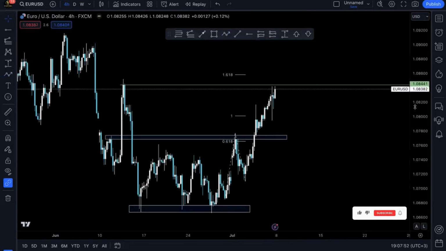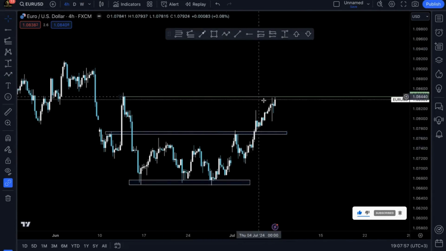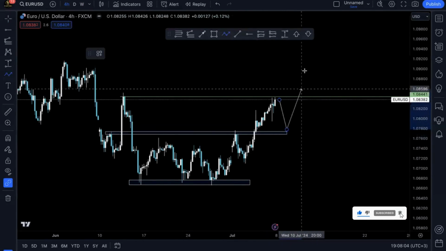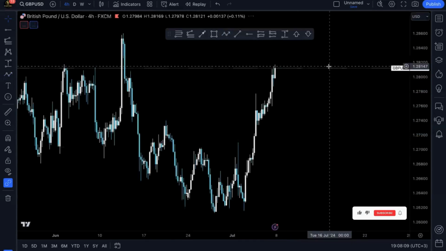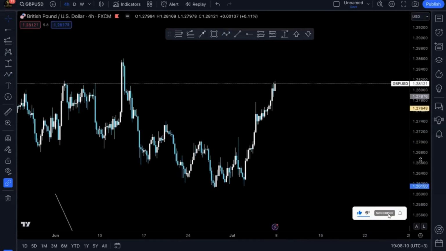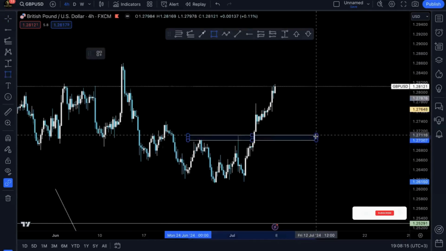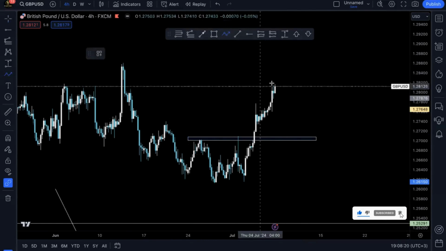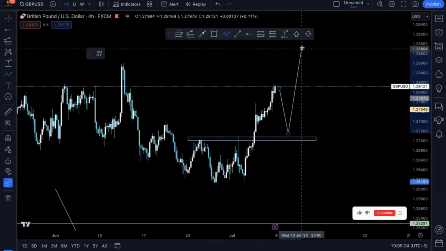We have Euro USD. Euro USD, I'll be anticipating to see some kind of a retracement from there before we get that solid continuation. GBP USD, same thing happens. I'll be anticipating to see some kind of a retracement before we get that continuation.